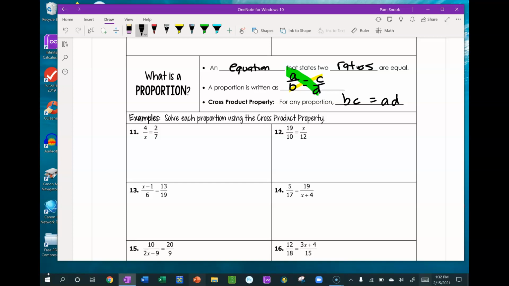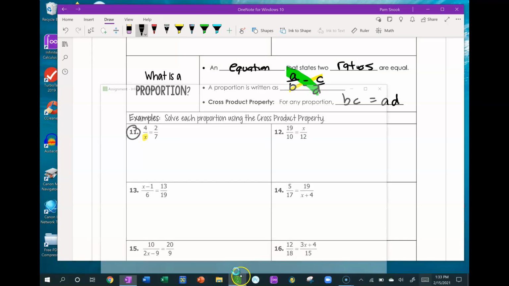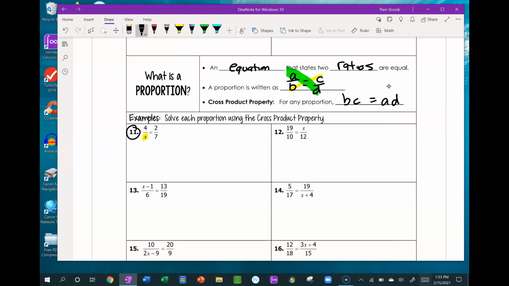So let's look at some of these problems. Let's look at number 11. We have 4 over x equals 2 over 7. That's a proportion. We have a fraction on the left equals a fraction on the right. One of these is a variable that we need to solve for. So I'm just going to do bottom times top. So I'm going to say 2x equals 4 times 7. 2x equals 28, or x equals 14. And that's our answer here.